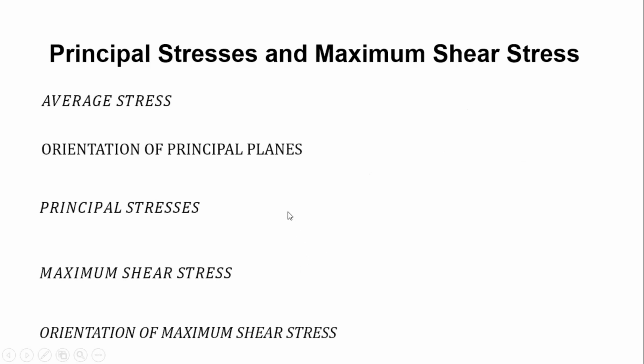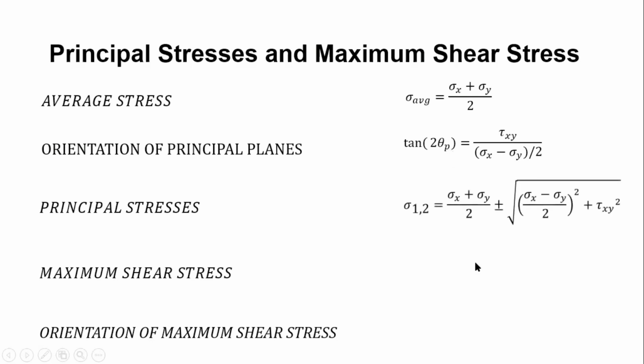For this slide, it just shows the summary of our formulas. So our average stress is sigma x plus sigma y over 2. Orientation of principal planes is tan 2 theta p equal to tau xy divided by sigma x minus sigma y over 2. Principal stress naman is sigma x plus sigma y over 2 plus minus square root of sigma x minus sigma y over 2 squared plus tau xy squared.